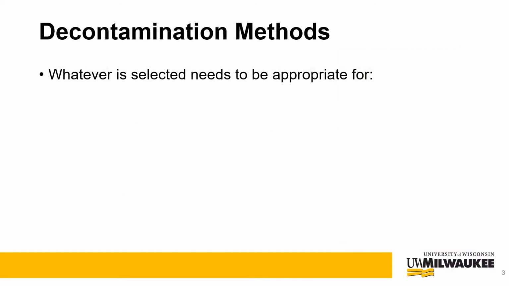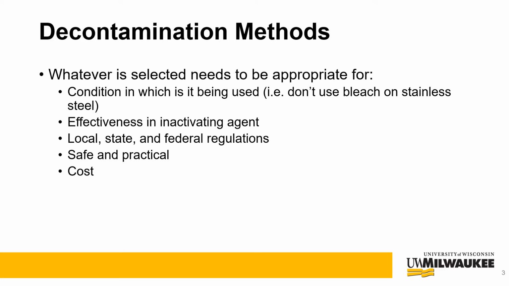There are a variety of decontamination methods available. Whatever is selected needs to be appropriate for the following: the condition in which it is being used. For example, do not use bleach on stainless steel unless you have a plan for wiping residues off afterwards to prevent corrosion. The overall effectiveness in inactivating the agent. For example, boiling water does not inactivate endospores from spore-forming bacteria.